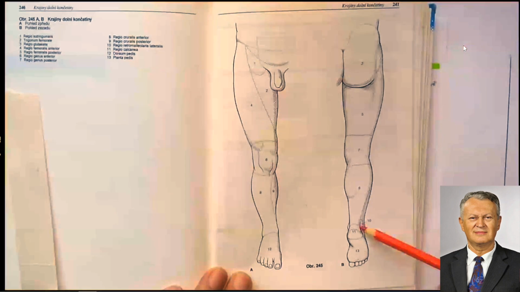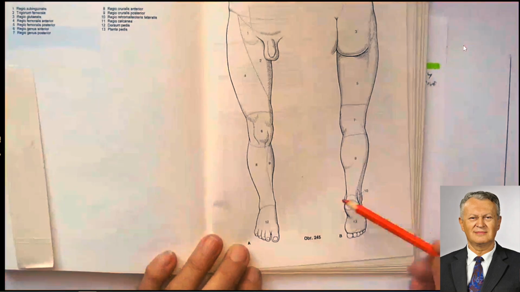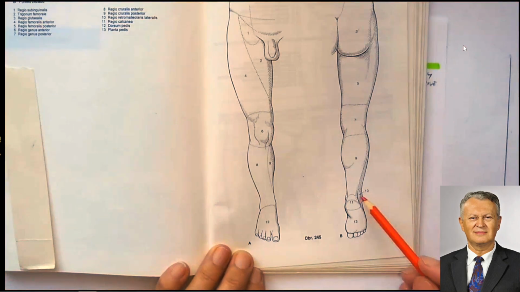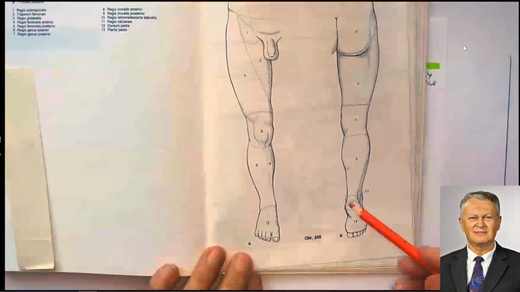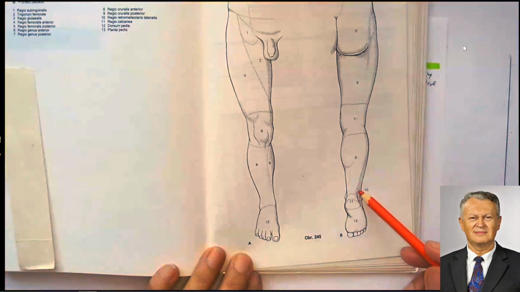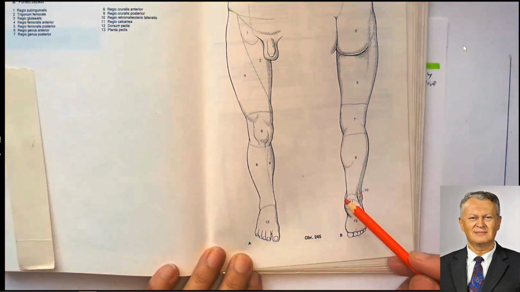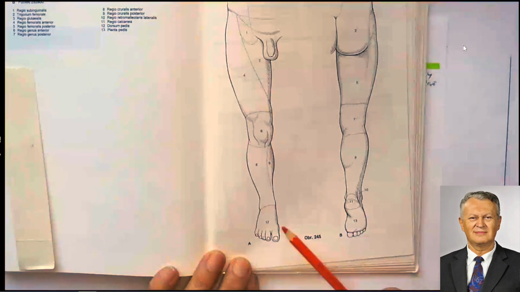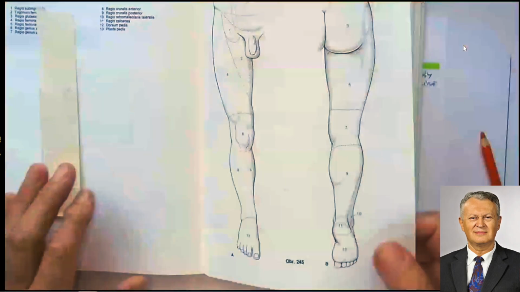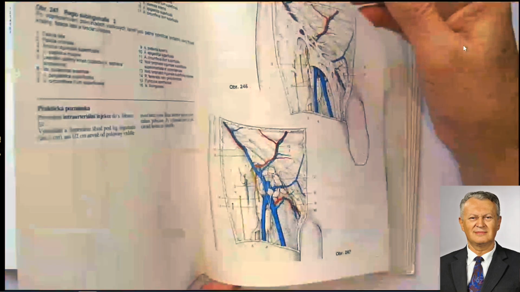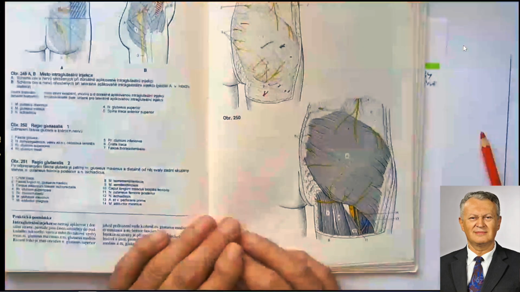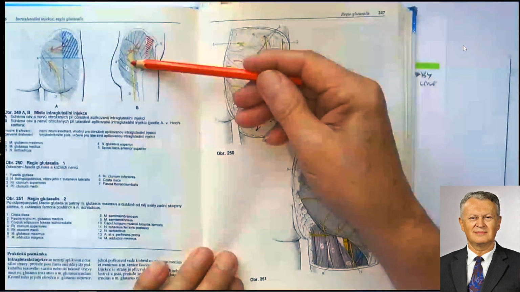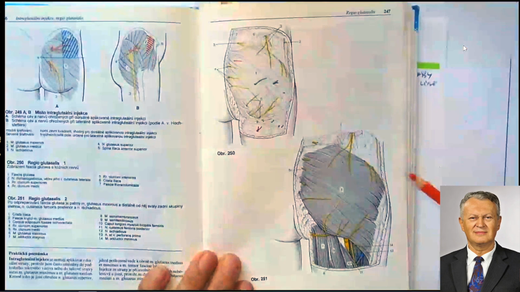And then there are two areas which have specific names. We call them retromalleolar regions because of the malleoli, and they are situated on the medial and lateral side. That's why we call them the lateral malleolar region and medial malleolar region. And finally, there is the planta pedis. So dorsum pedis and planta pedis belong to the foot. The first one would be this specific region because it contains the biggest nerve in our body. This is the sciatic nerve.